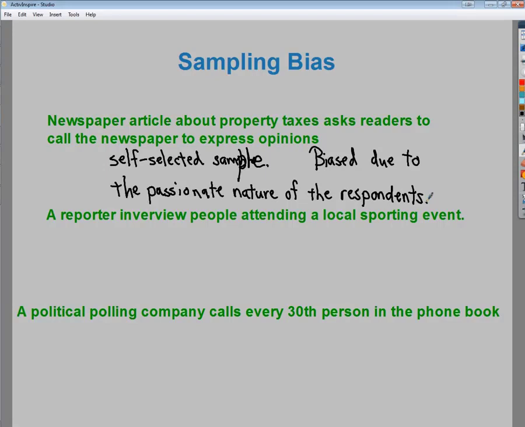The next one says a reporter interviews people attending a local sporting event. Well, this is a convenience sample. And this is biased because there's a little bit more of a homogeneous feel to how it goes. You're basically going to get sports fans.